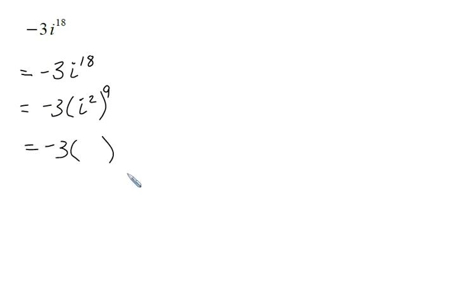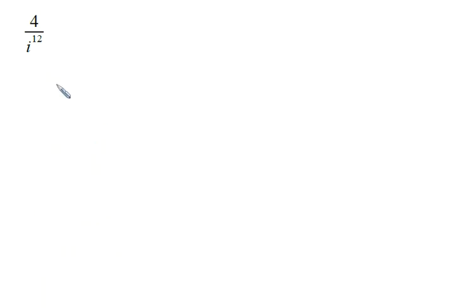We know that i squared is equal to -1, so we'll replace i squared with -1. A -1 to an odd exponent is going to be a -1, and -3 times a -1 is a +3. So the answer to -3i to the 18th is that it simplifies to be +3. Let's consider the next problem.